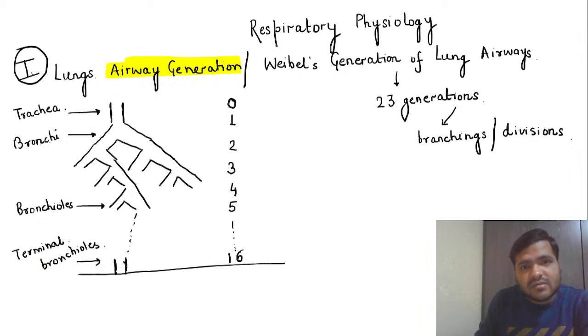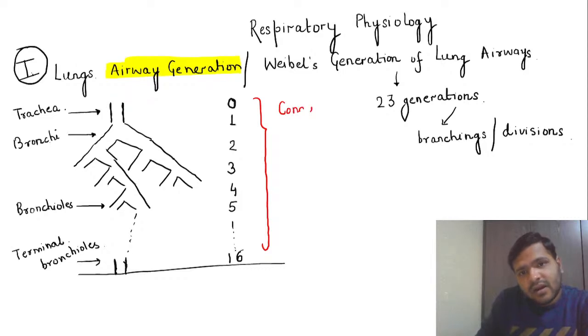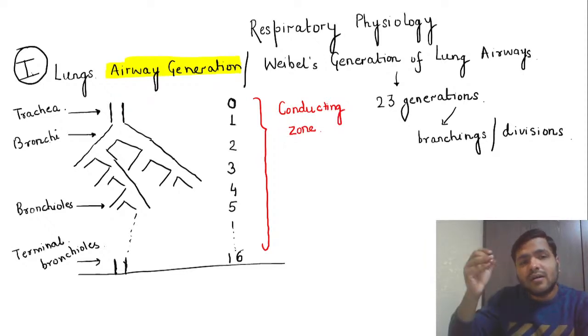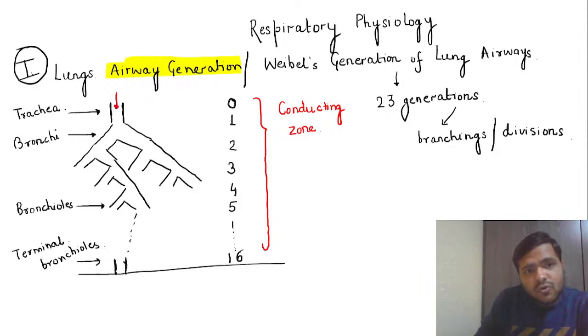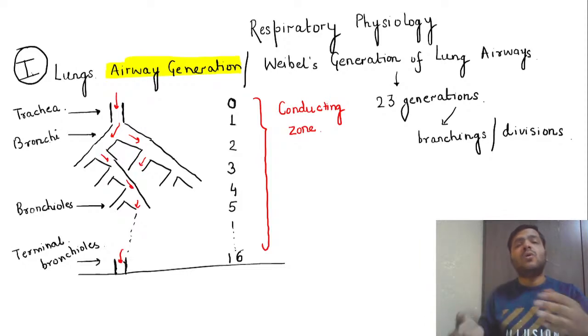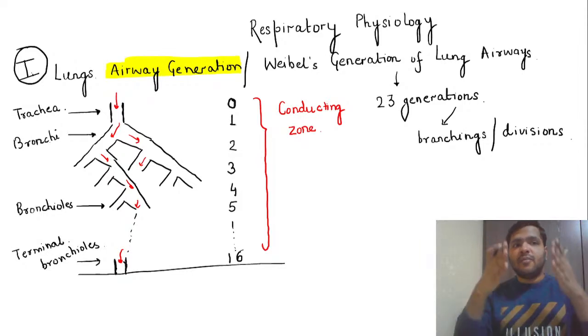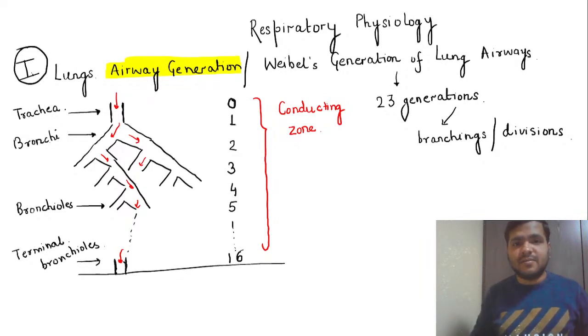From 0 to 16, it is referred to as the conducting zone. When I say conducting zone, it simply means that it is allowing the air to go inside the lungs. It is helping in conduction. Whatever air you take in through the trachea goes into the bronchi, from the bronchi into the bronchioles and the terminal bronchioles, and later on into the respiratory part. So this is referred to as the conducting zone.